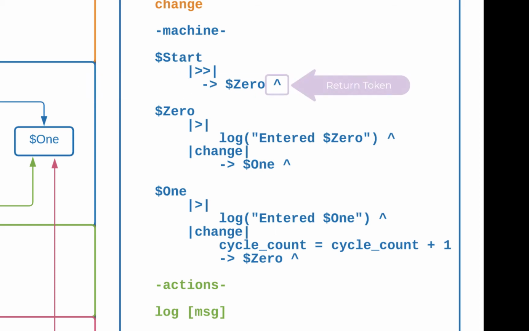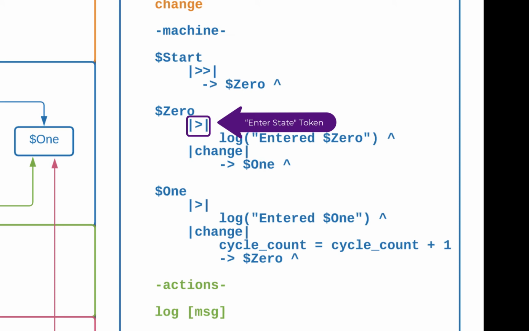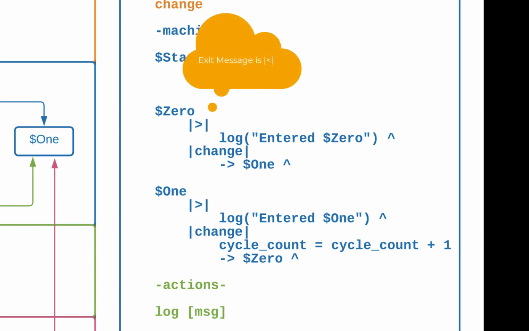Finally, all event handlers are terminated either by a return token or a continue token. The return token is the caret we see here. We will discuss continue tokens in later videos. As we can see in the 0 and 1 states, we are also selecting for a single greater than symbol as well. This token means enter the state. Unlike the start message, the enter message and its corresponding exit message are special and generated as part of the state machine inner workings. The exit message is not shown in this example, but will be discussed in later videos.